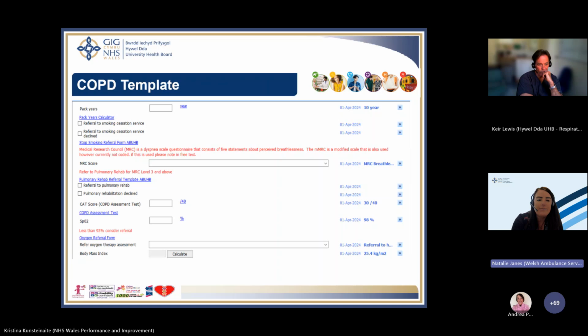It also calculates your CAT score, the COPD assessment tool, so we can flag up if things are improving or deteriorating. Oxygen again, the SATs, again flagging up if somebody's saturation is below 93% to consider referral, and we are lucky enough with the All Wales Oxygen group that an All Wales Oxygen referral form has been developed. Next slide, please.